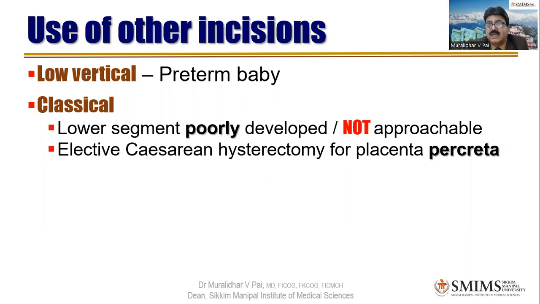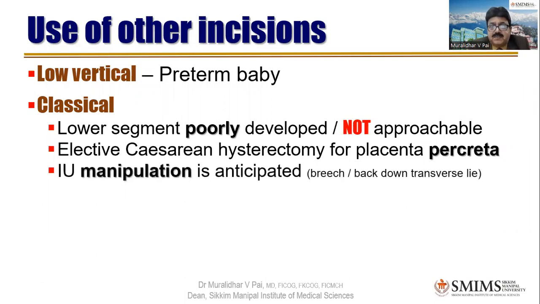As I already told you, when there is percreta and the whole of the lower segment is occupied by placenta, no need to disturb that. Go for upper segment Caesarean section, quickly deliver the baby. No need to remove the placenta, just put the towel clips and go ahead with the hysterectomy.